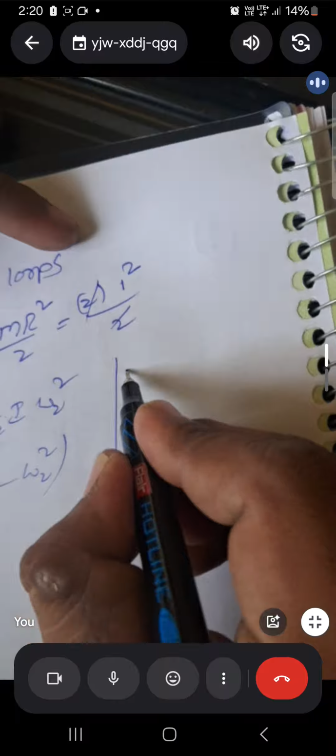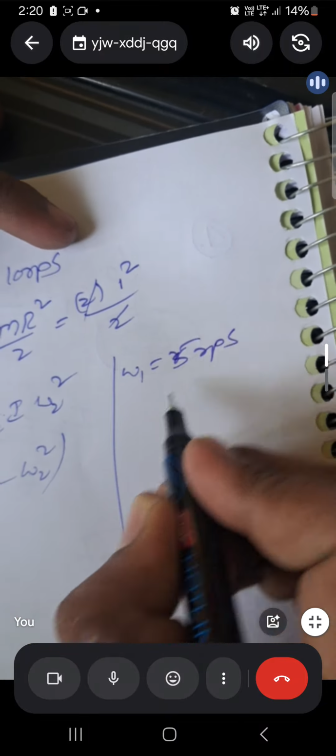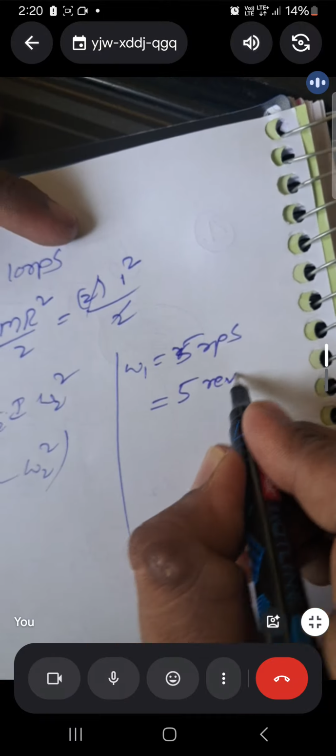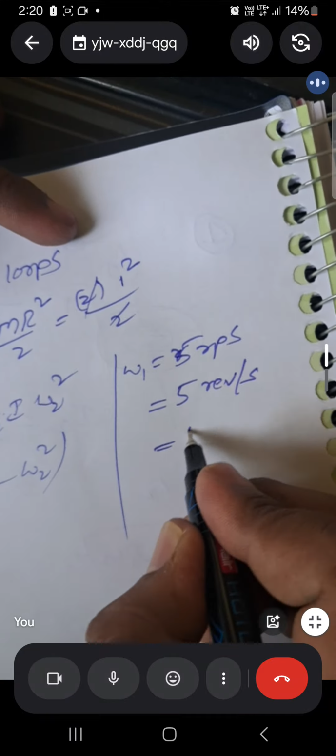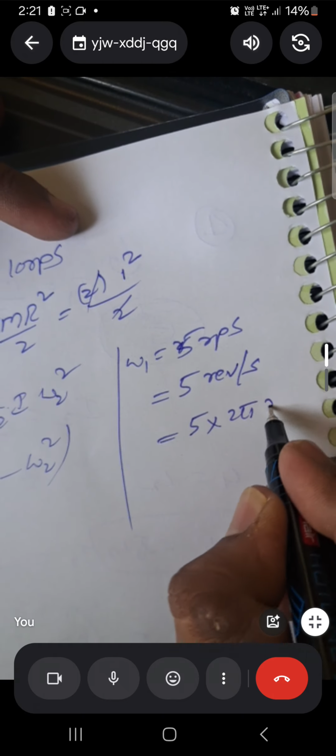Omega 1 is 5 RPS. That means 5 revolution per second. That is the meaning. 1 revolution is nothing but 2 pi radian. So 5 into 2 pi radian per second.